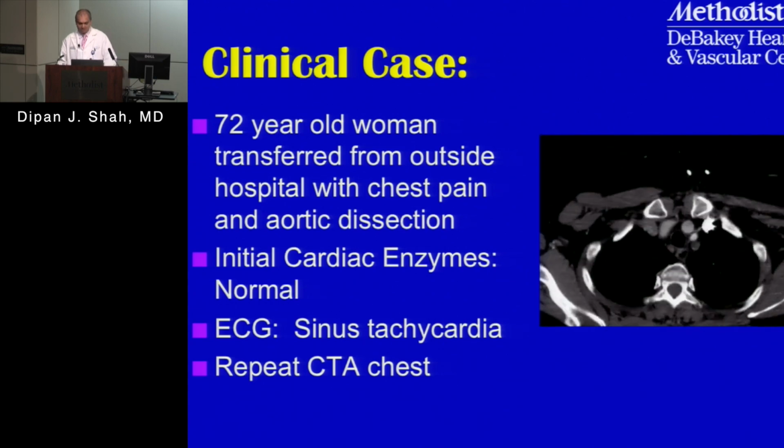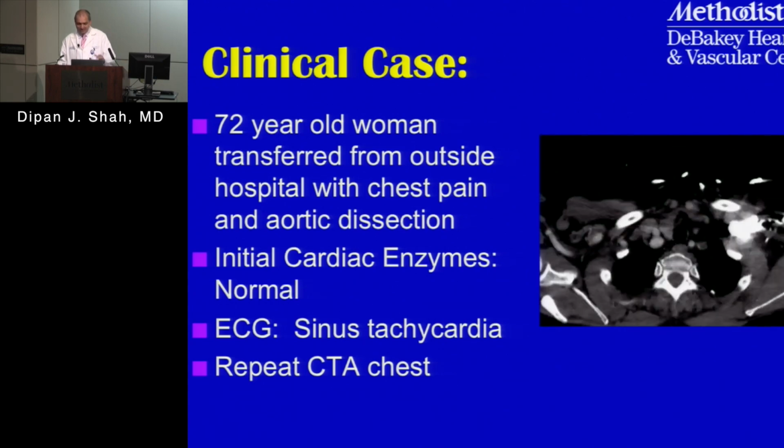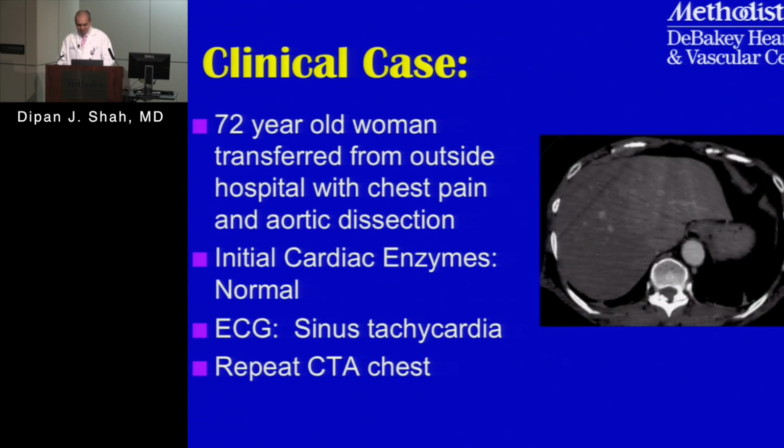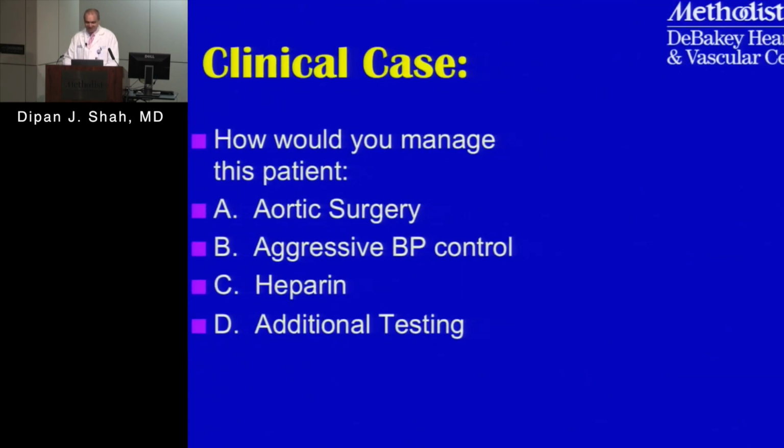Some of you, if you've seen this case before, obviously keep your mouth shut. But if you haven't seen this case before, tell me what would you recommend for this person? Would you call the cardiovascular surgeons for aortic surgery? Would you say, let's just put her in the ICU, aggressive blood pressure control, put her on IV heparin, or do you need additional testing? And if so, tell me why.